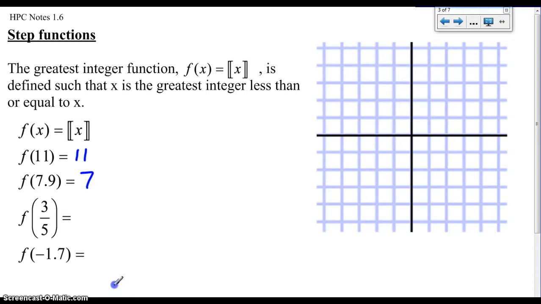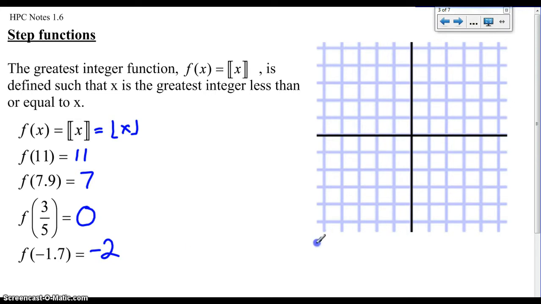You can pause me and then hit play again. Okay, I'm back. For f(3/5), the integer that's directly beneath that would of course be 0. And then the function evaluated at -1.7 would be -2. Remember, it's the integer that's below. And again, sometimes we see this written as a floor function. You may see the notation look like this at times. They mean the exact same thing.